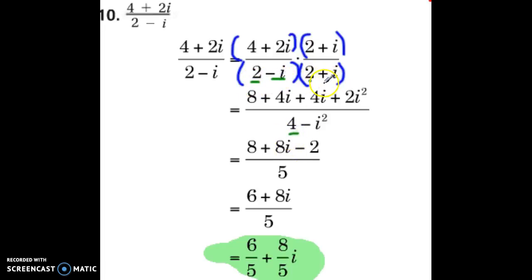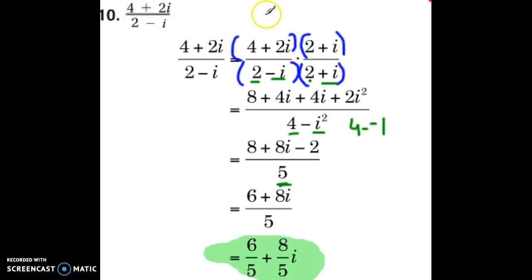-i times i is -i squared, and i squared is -1. So I have 4 minus -1. That's how I got 5 for my denominator.